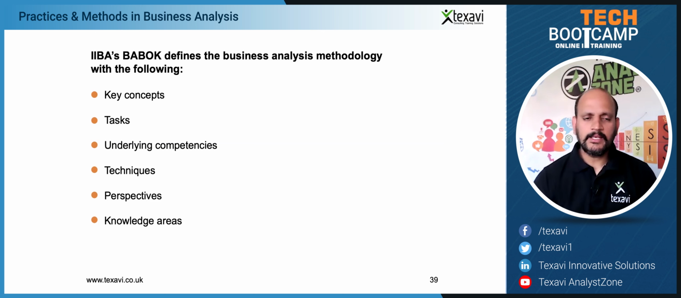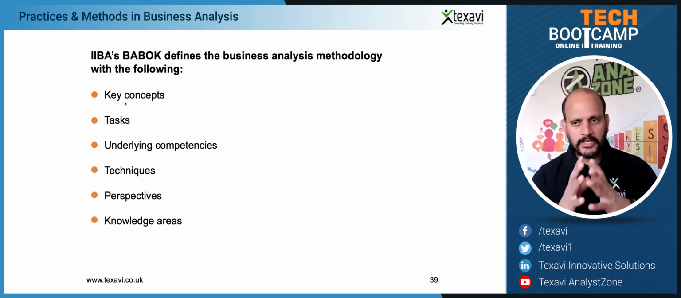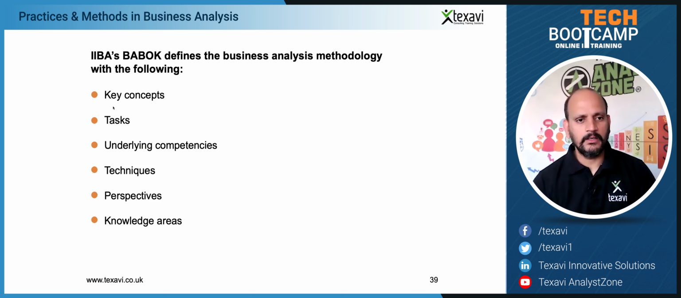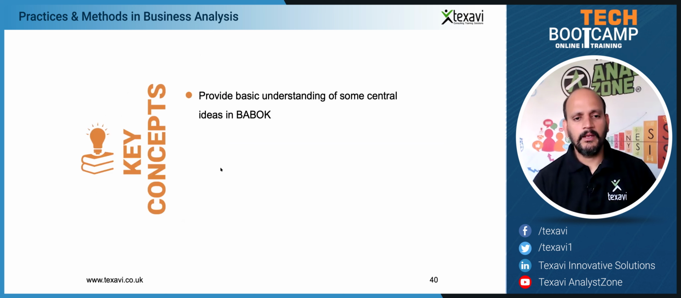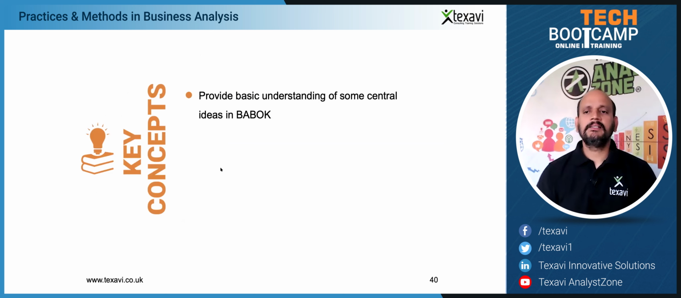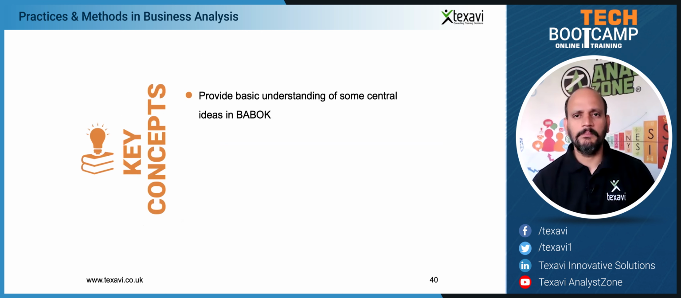It breaks the whole content into underlying constructs: key concepts, tasks, underlying competencies or skills, techniques and tools, perspectives, and knowledge areas. This is how they break the whole content down. The key concepts, just to give you an idea, are the basic understanding of some of the key ideas within the BABOK.